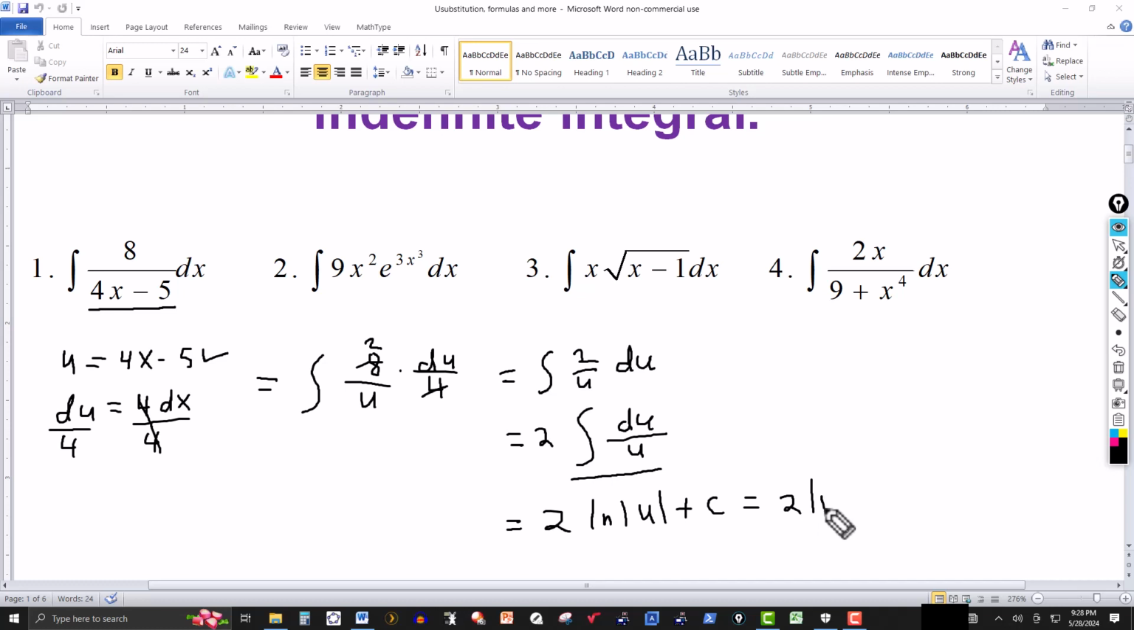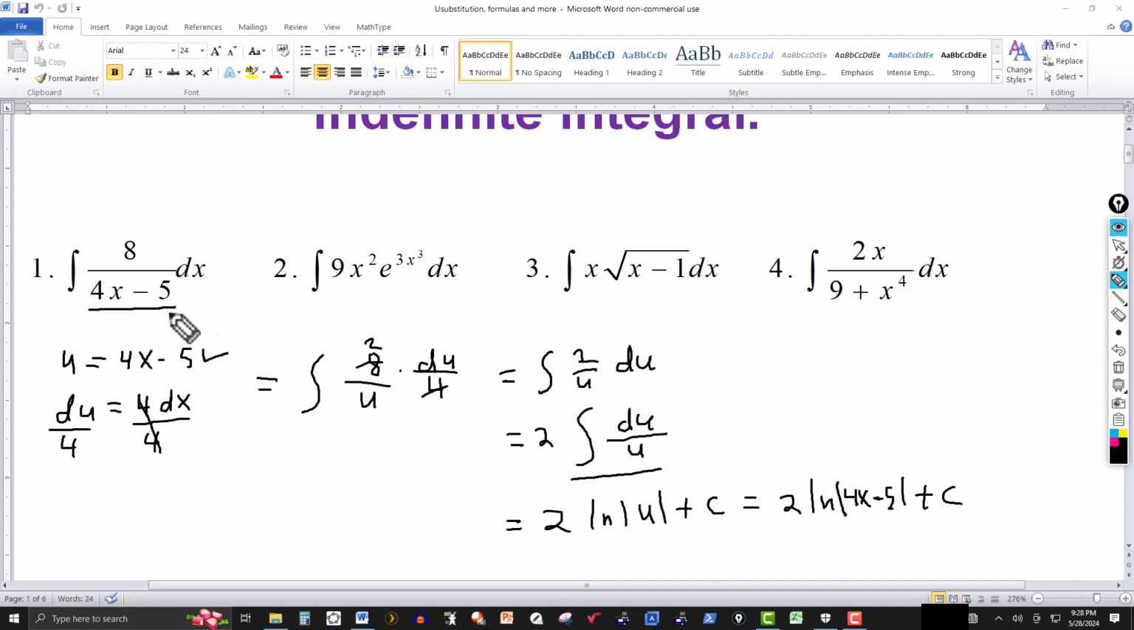This will be 2 natural log of absolute value. Instead of u, then I just put in 4x minus 5, 4x minus 5 plus the constant of integration. Now, if you have something similar to this, you can do exactly the same thing.